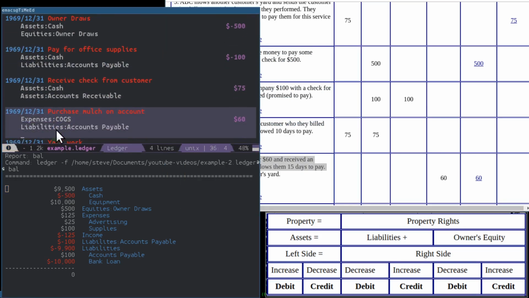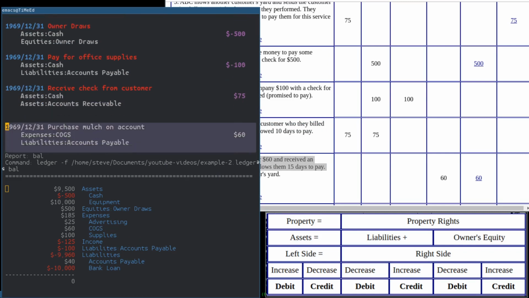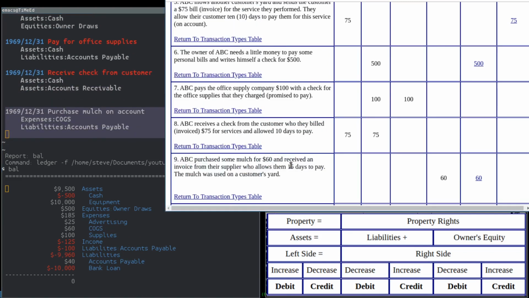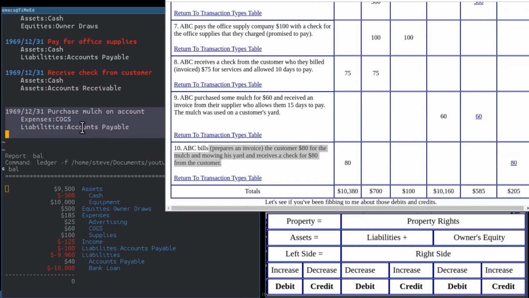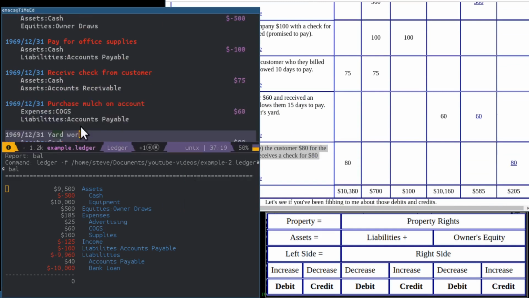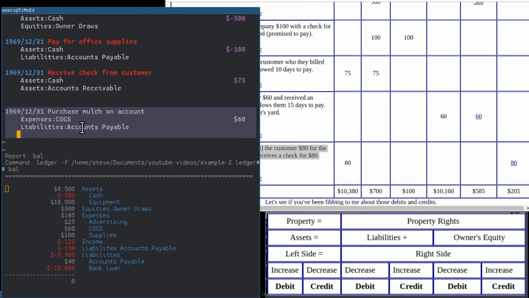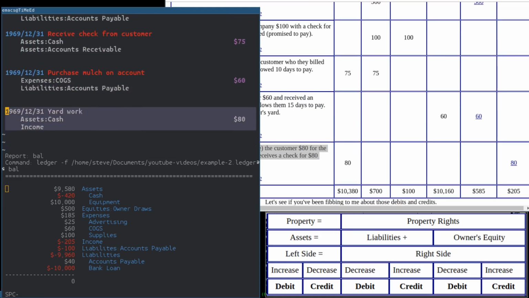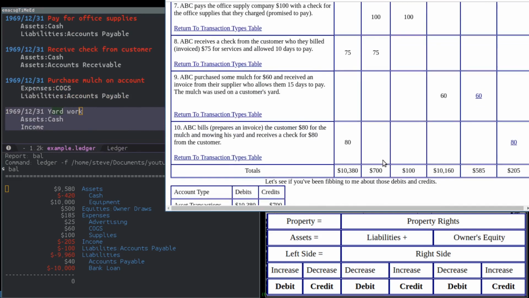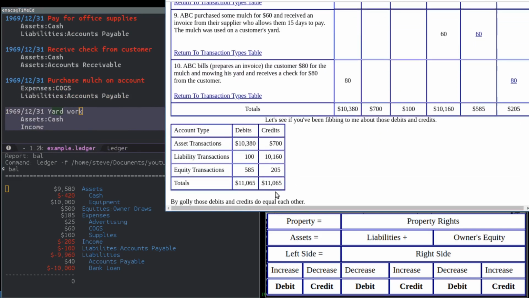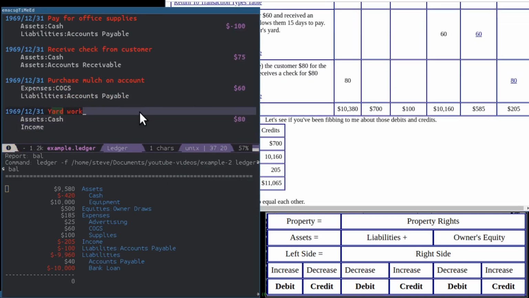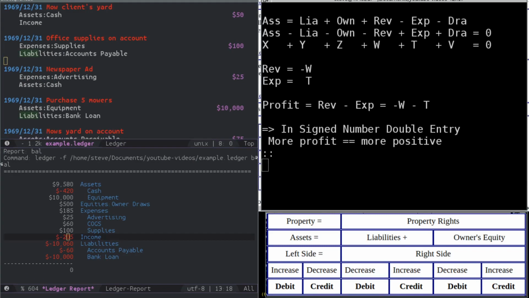Purchase mulch on account. We have already established that liabilities decrease and expenses increase. So accounts payable decrease and cost of goods sold increase. And finally, the yard work for cash. We have already seen this example. Sorry, I made a mistake. There's a spelling error in liabilities, so when I correct that, they will be combined.